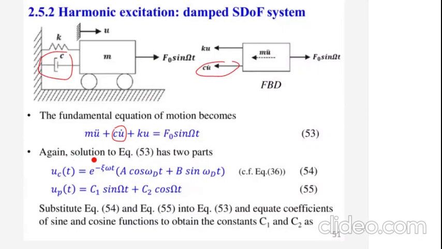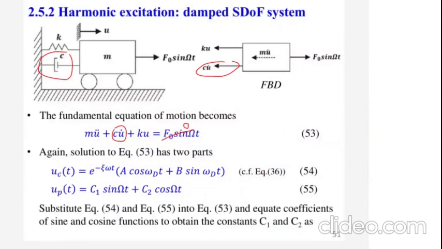And now, again, the solution will have two parts. And if you remember, the complementary part, the first part of our solution, is when we assume the forcing function is equal to zero. So remember now, this one corresponds to the equation of motion for free vibration with damping. And the solution to that was given by equation 36. So the complementary part is as given here; when F is equal to zero, this component is equal to zero.